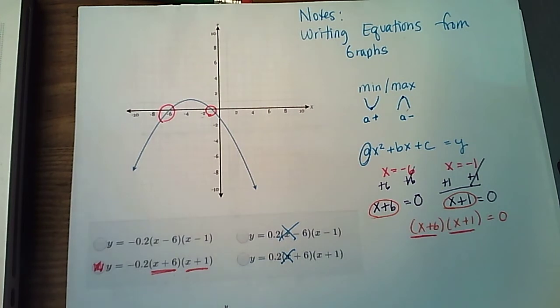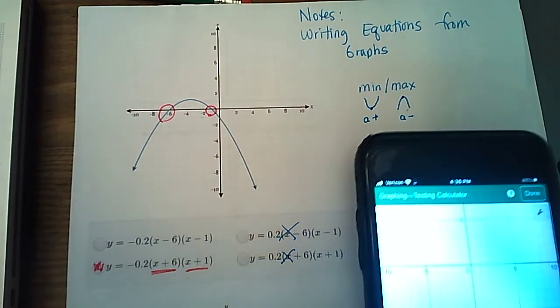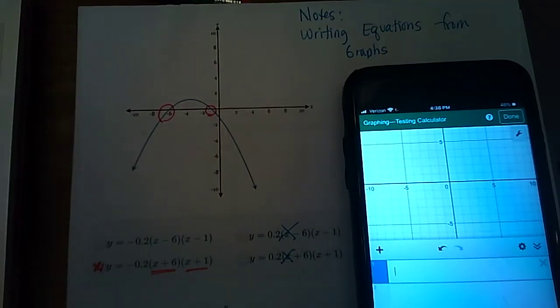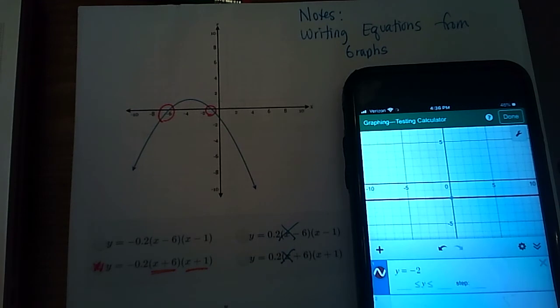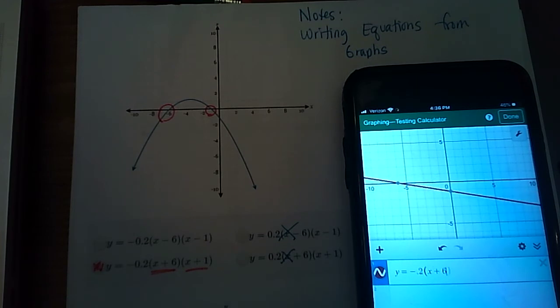Now, I'm not 100% sure I'm always right. So let's look here at Mr. Desmos because he knows more than I do. So y equals, let's put in that negative 0.2, parenthesis, then I had x plus 6, end of parenthesis. I had another parenthesis, x plus 1.